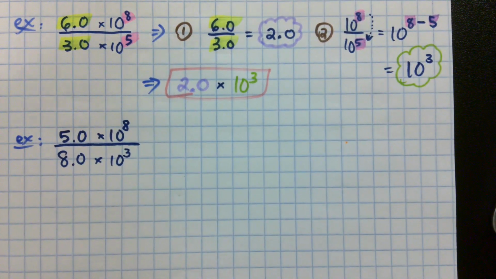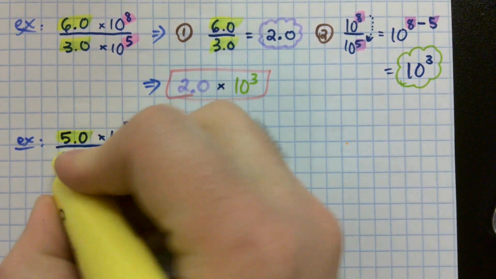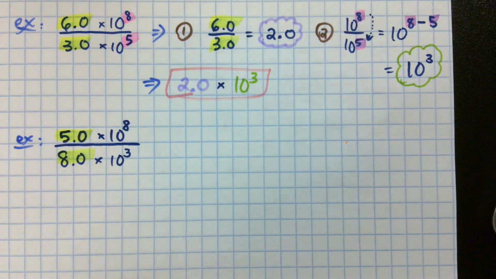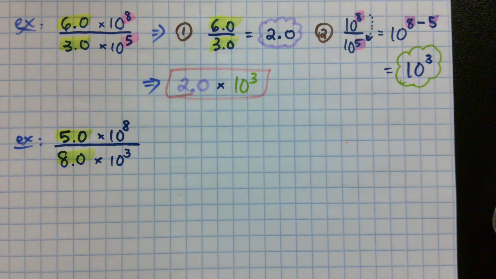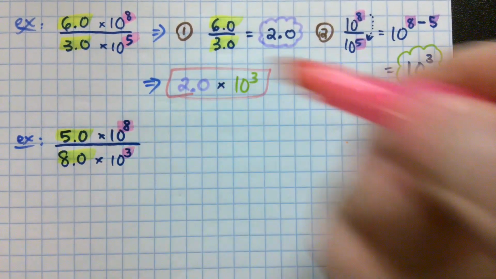So in your first color, highlight your leading numbers. What are my leading numbers here? 5.0 and 8.0. Perfect. What are my powers here? Powers of 10. 8 and 3. Great.